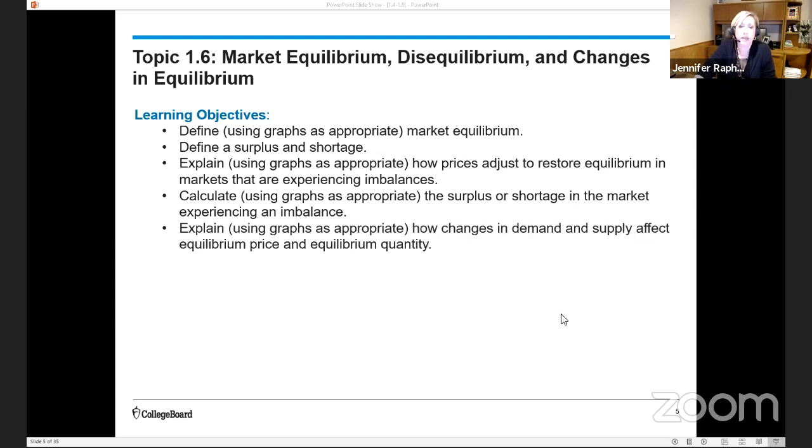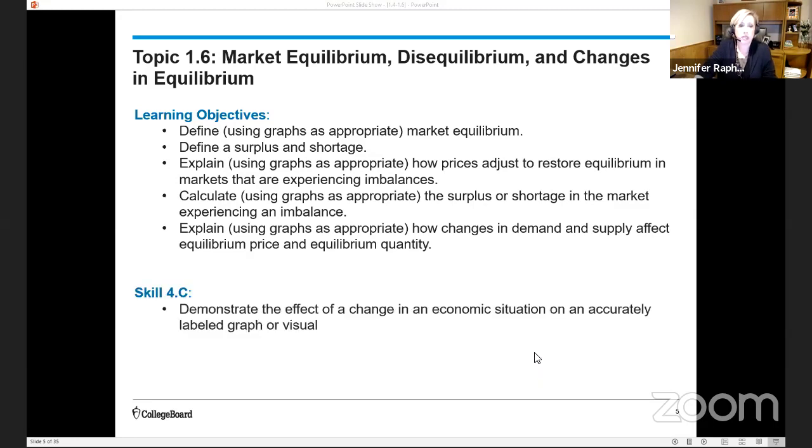And we want to be able to explain how changes in demand and supply affect market outcomes. So when I say market outcomes, I mean the equilibrium price and the equilibrium quantity, the quantity bought or the quantity sold. We are going to be focusing tonight on scale 4C. And this is the scale that asks us to be able to demonstrate using a graph the effect of a change in an economic situation.